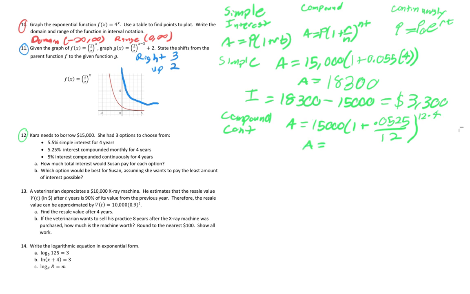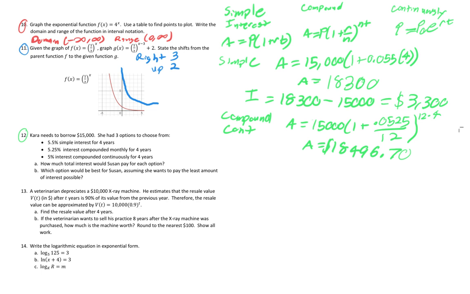Plugging this one into our calculator, we're going to get 15,000 times 1 plus 0.0525 over 12. Then everything in the parentheses being raised to 12 times 4. That's going to give us 18,496. And we want to go to 2 decimals because that's how much money is, right? So it's 696, so we're going to round that to 70.